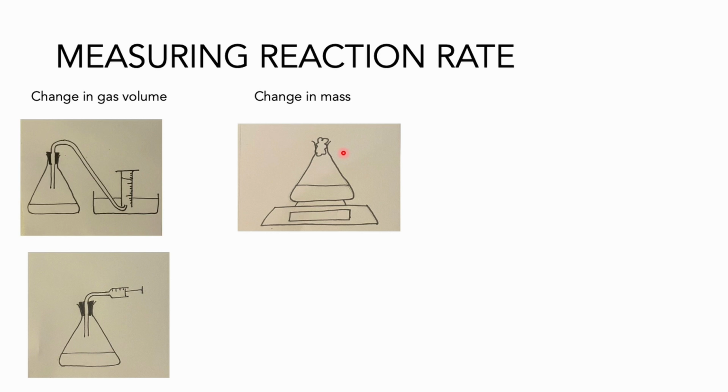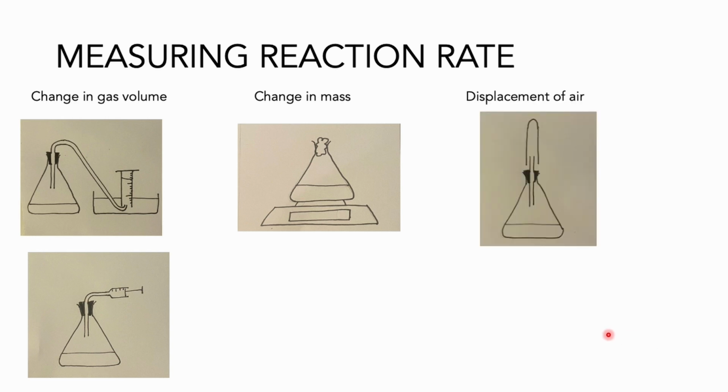The cotton wool plug is important to allow gas to escape. This should not be drawn as a stopper, as that would prevent gas escaping. Gases that are less dense than air can be measured using upward displacement of air, because the gas produced is lighter than air, so it will move upwards for collection.